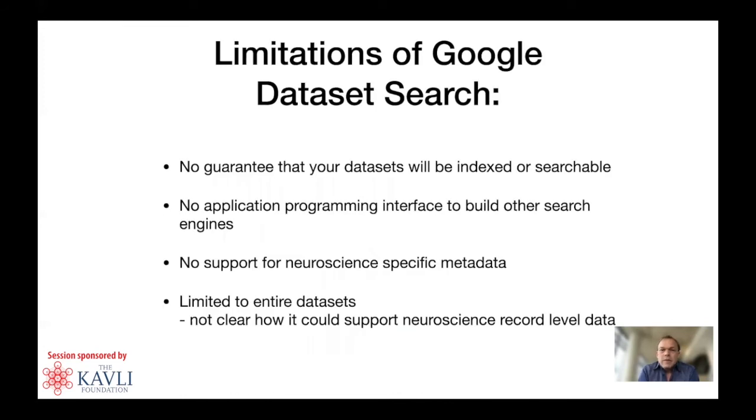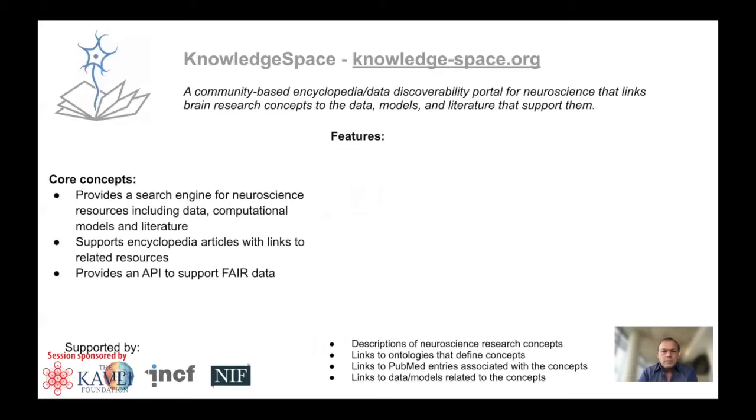However, there are some limitations of Google dataset search. There's no guarantee that your datasets will be indexed or searchable. There's no API, or application programming interface, to build search engines on top of the Google Knowledge Graph. There's no support for neuroscience-specific metadata. For example, you can describe entire data sets, but if you want to search within them or search for more neuroscience-specific aspects, there's no support for that in Google dataset search.